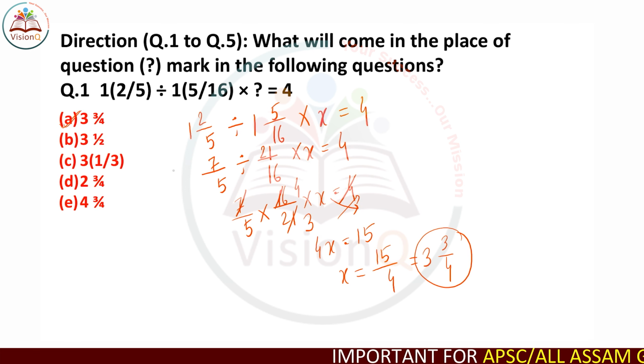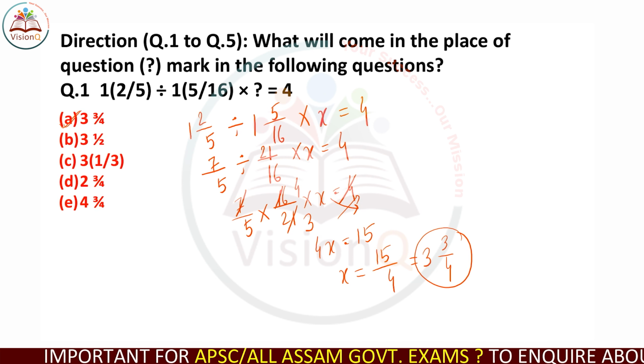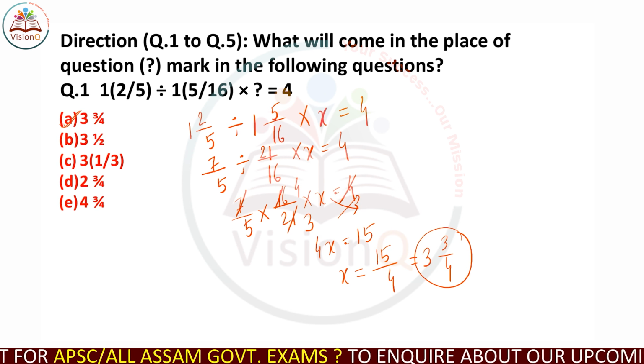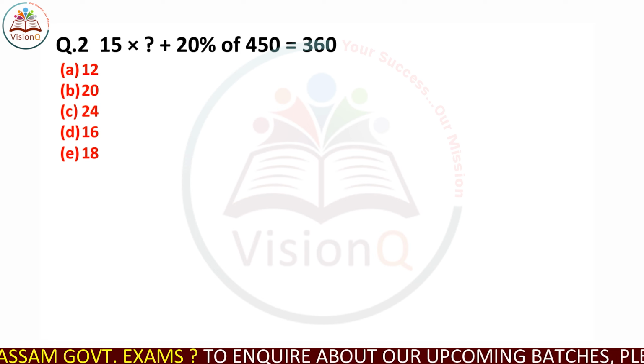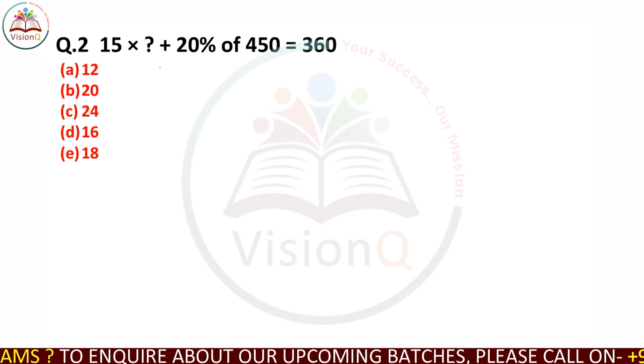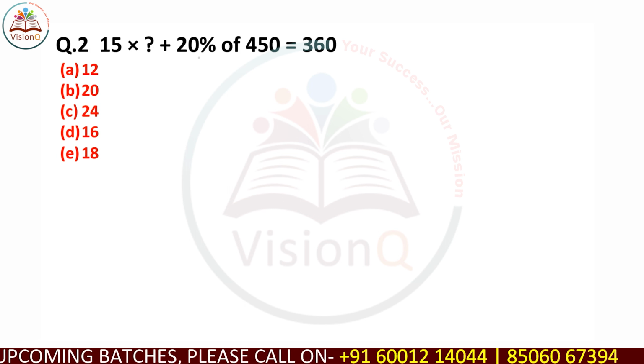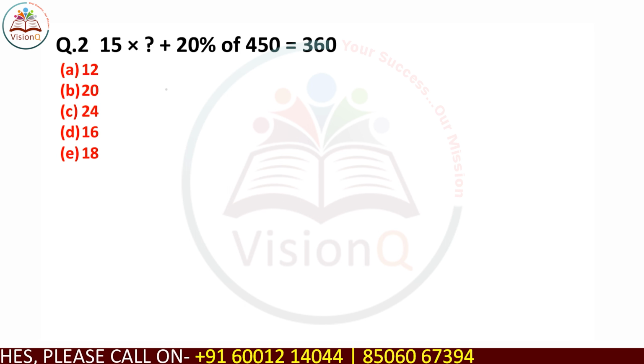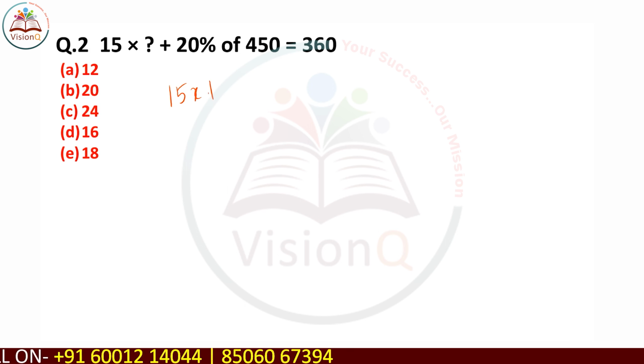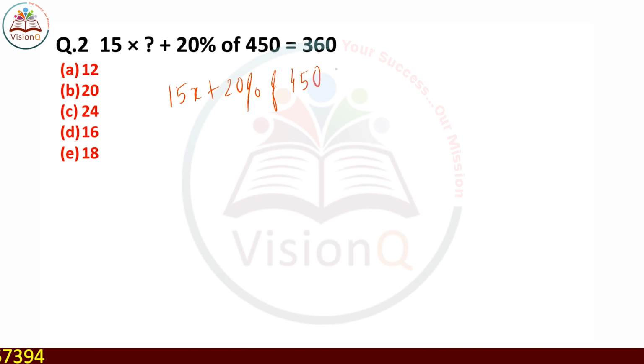Now this simplification question was based on the concept of mixed fractions, a very important part of the examination. The second question is again of simplification. It is based on the concept of percentage: 15x plus 20% of 450 is equal to 360.